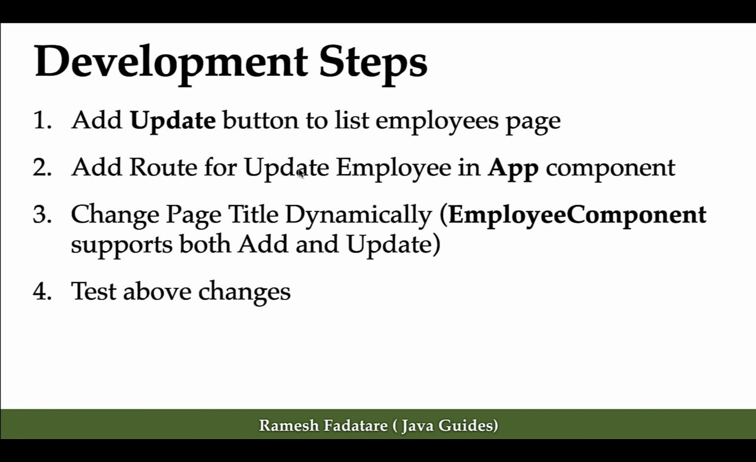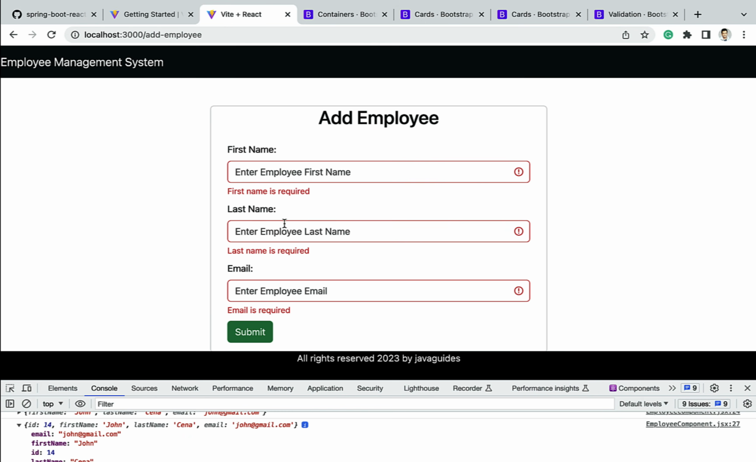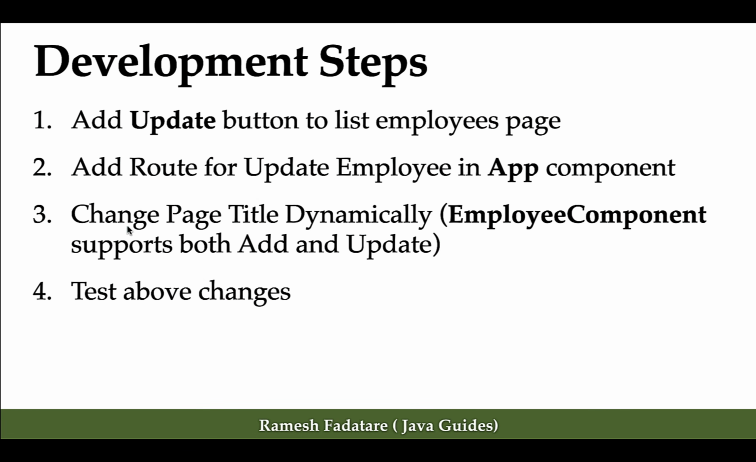Next, we'll add a route for update employee in the app component. Then change the page title dynamically. Since we are going to use the employee component to perform both add and update operations, we have to change the page title dynamically. In case of the add employee operation, the page title should be add employee, and in case of the update employee operation, the page title should be update employee. So we're going to change this page title dynamically based on the operation. Next, we're going to test all these changes.